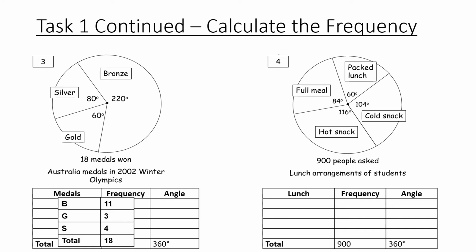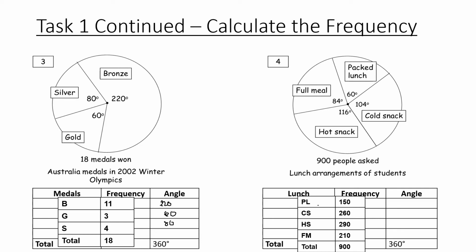Okay, so the answers to the following are, we've got bronze is 11, gold is 3, silver is 4. And if we were to fill in our angles, bronze was 220, gold was 60, and silver was 80. And then on this side, we've got packed lunch was 150, cold snack 260, hot snack 290, and full meal 210. And filling in our angles for packed lunch was obviously 60 degrees, for cold snack 104 degrees, hot snack 116 degrees, and full meal would have been 84 degrees.